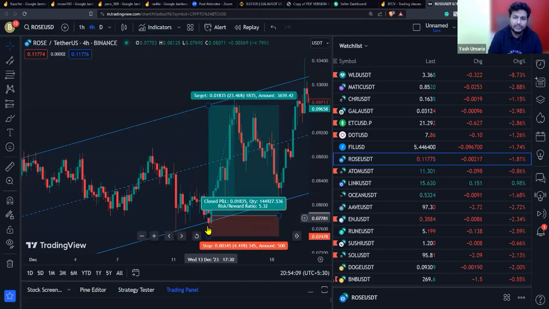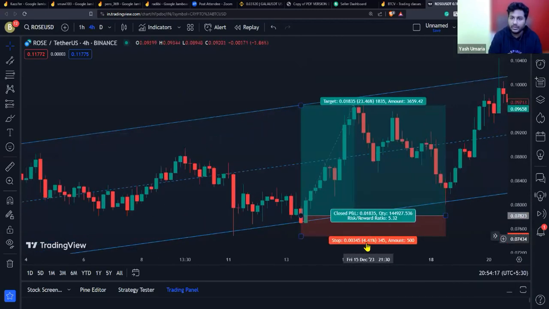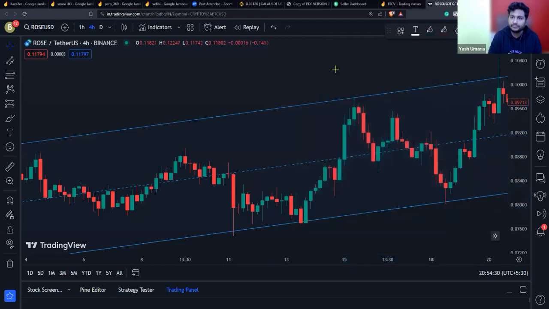See, in this case, you can clearly see that if we win, we are going to win 23.46%, and if we lose, we are going to lose 4.41%. If you divide those numbers, you will get 5.32, which is greater than 5. Minimum risk to reward ratio 1:5. Remember? But as I said, let me read this one.